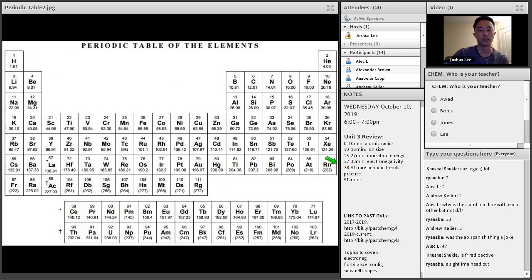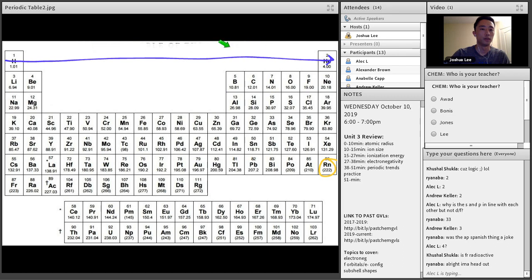All right, so let's get to radon. To get to radon, we have to read through the 1s. So then there's room to write. We have the 1s2 we just finished. I'm going to need a lot more room.